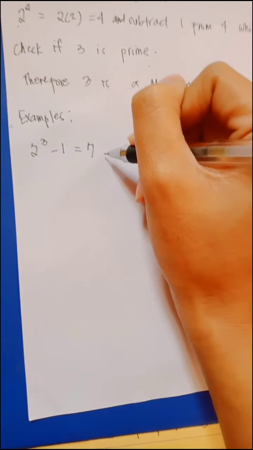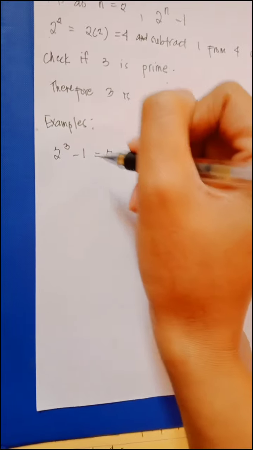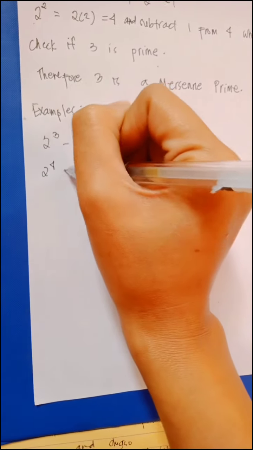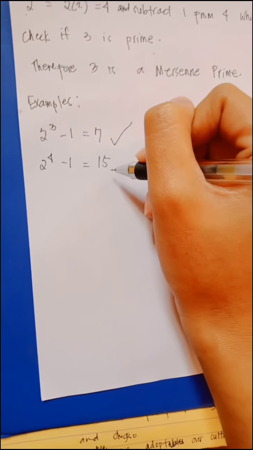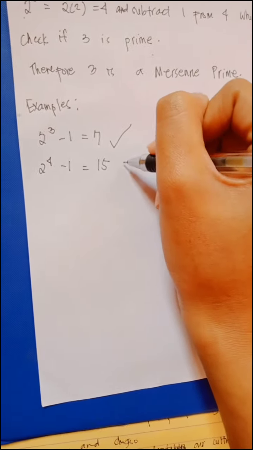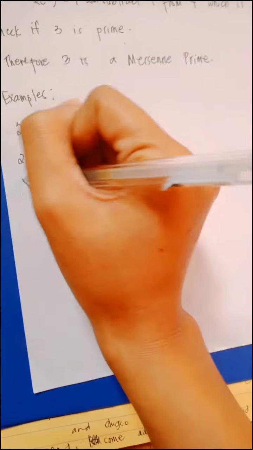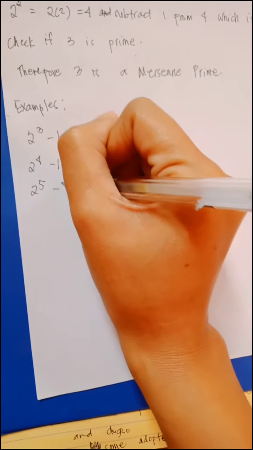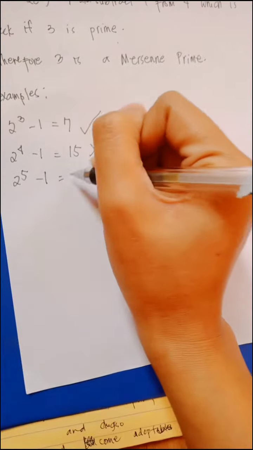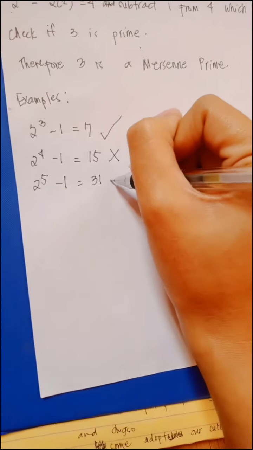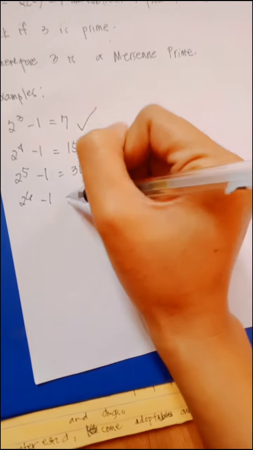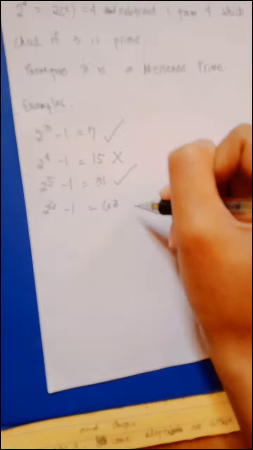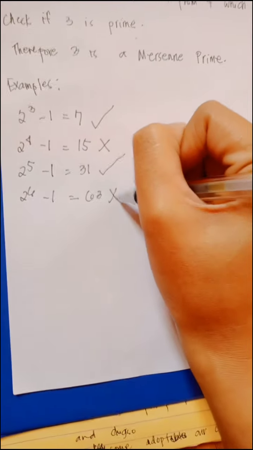So 7 is a Mersenne prime. And then 2 to the power of 4 minus 1 is 15. So 15 is not a Mersenne prime. Then we have 2 to the power of 5 minus 1. That is 31. Correct, it is a Mersenne prime. 2 to the power of 6 minus 1 is equal to 63. 63 is not a Mersenne prime number.